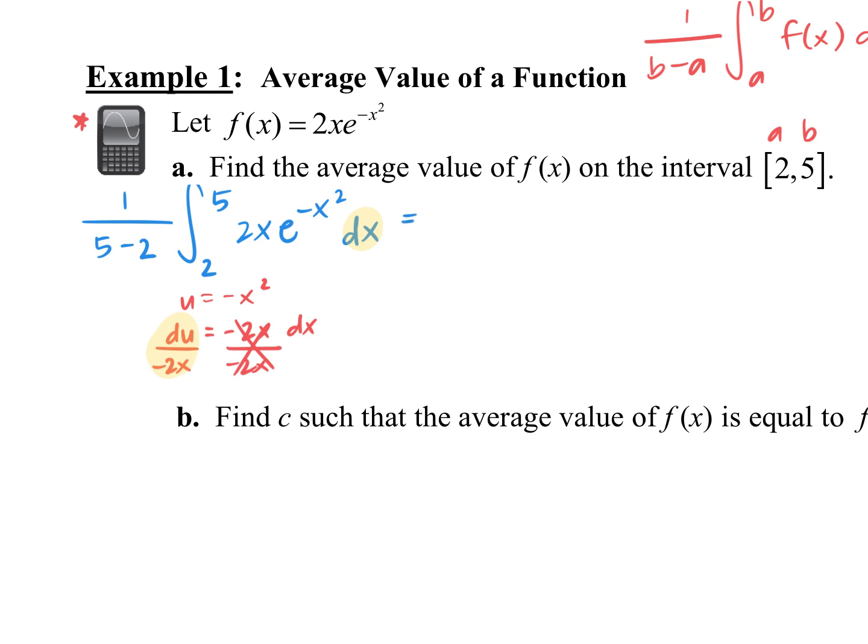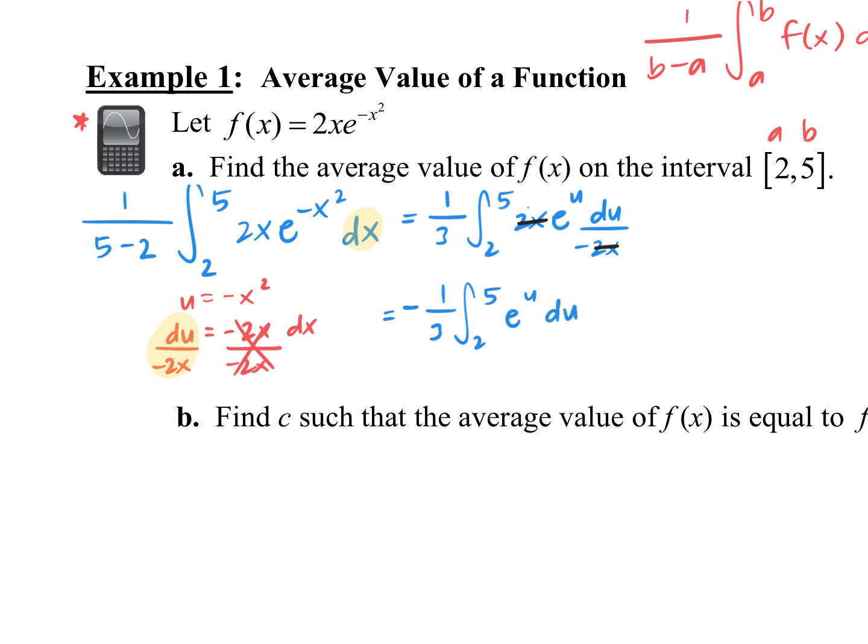Okay, so let's rewrite this here. This becomes 1 over 3 times the integral of 2 to 5. And then I've got 2x e to the u times du over negative 2x. Now, what's going to go away there? The 2x is going to cancel out. And then now we're just left with 1/3 times the integral of 2 to 5. There is a negative down here, so I'm going to bring that out in front. And then of e to the u du.